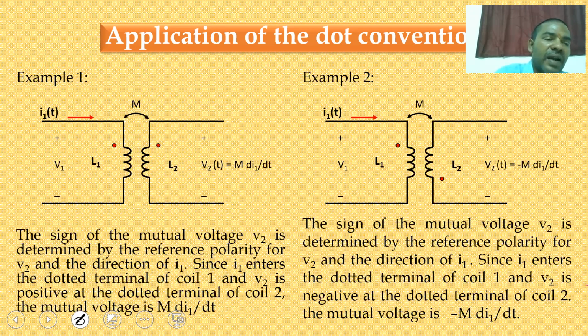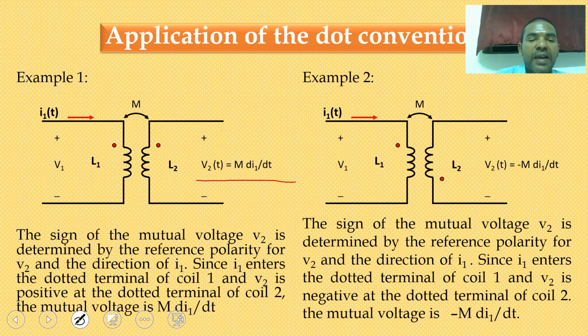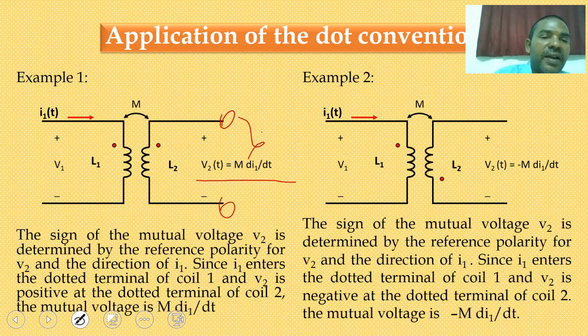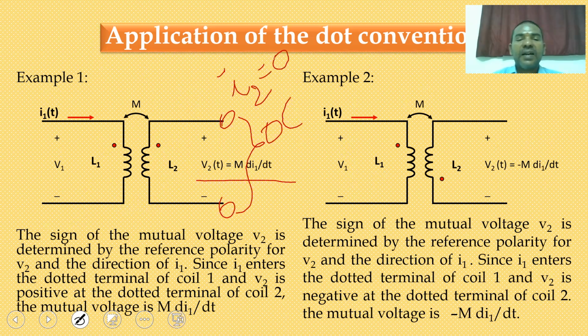So now the current is at a starting dot, so the induced EMF generated, V2, must be a positive value. So how much is it? M di1 by dt. Here the secondary is open circuited, so the current value I2 is 0. That's why you are not concentrating on the I2 current. So similarly, come to the second example.